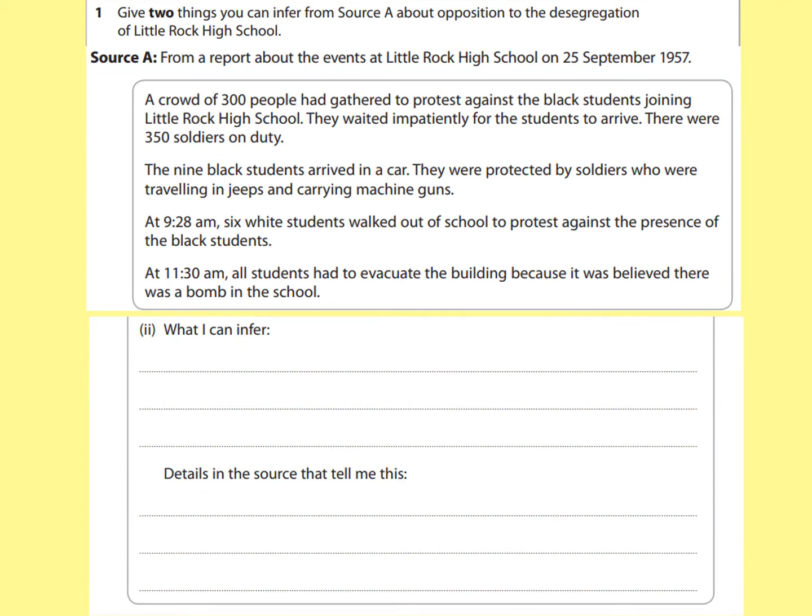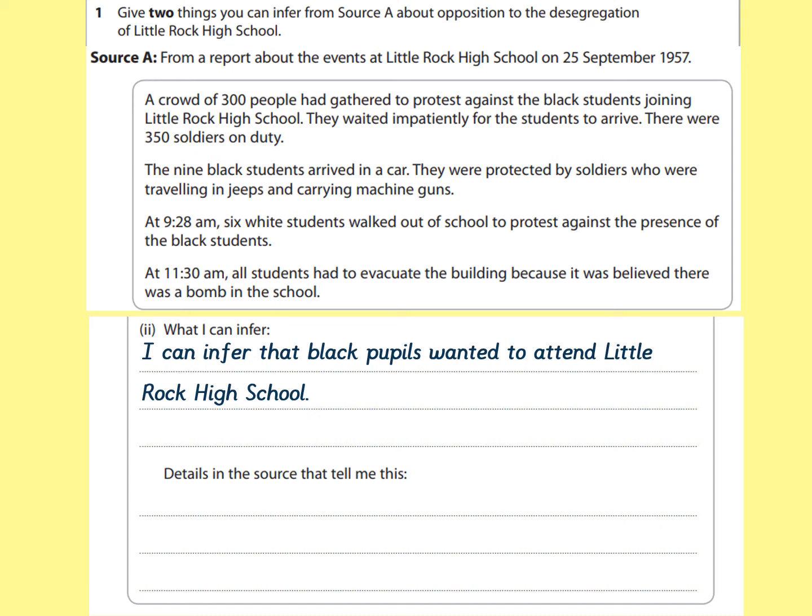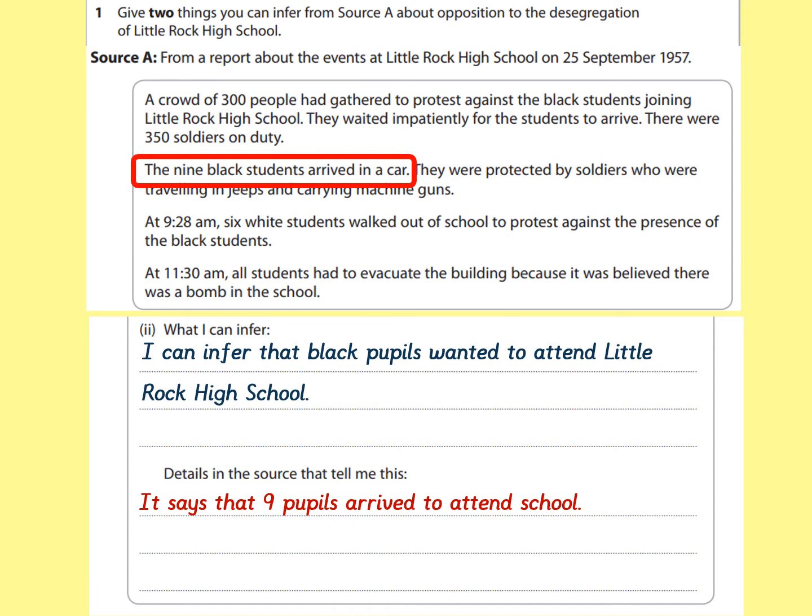Let's have a look at my second inference. I can infer that black pupils wanted to attend Little Rock High School. It says that 9 pupils arrived to attend the school. Here's the example within the source. So does this fulfill the mark scheme? Let's have a look.